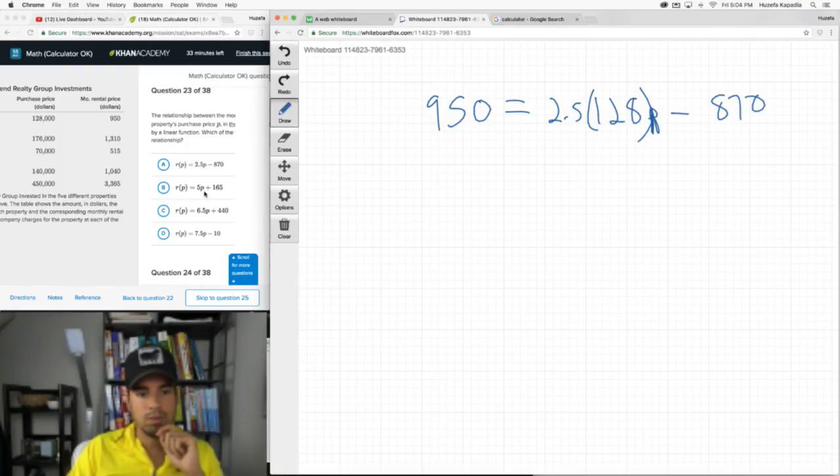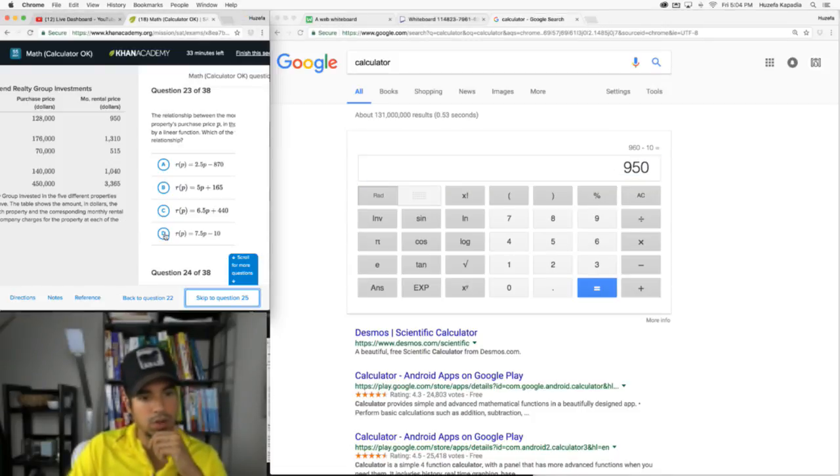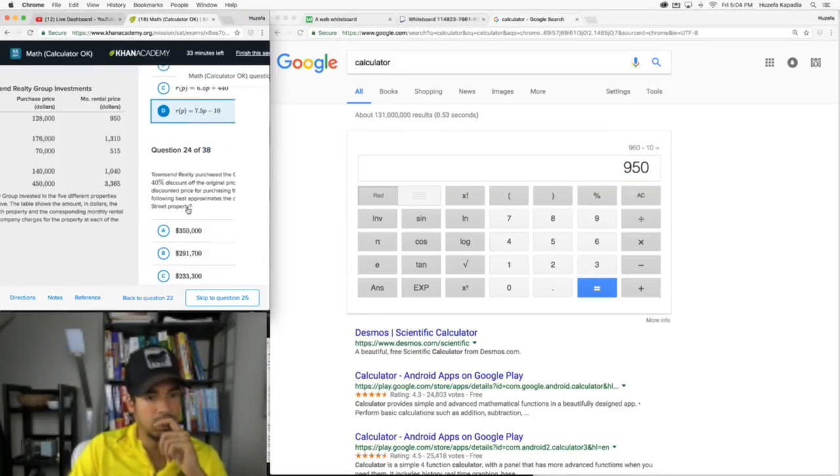950 equals 5 times 128. What's 5 times 128? Oops. Oh boy, I did this totally wrong. 5 times 128 equals plus 165. So that one doesn't work. 6.5, I can tell this one's going to be too big. Let's try 7.5. 7.5 times 128 equals minus 10. All right, D is our winner, because none of these work for even just that one property. It has to be D.